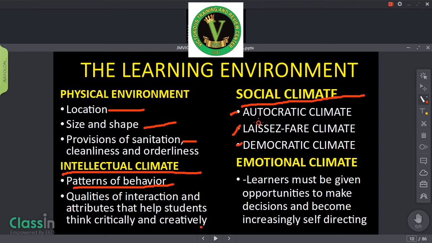Laissez-faire, on the other hand, is a let-alone climate or setting. The teacher does not impose anything as long as the students are doing their job. This is very suitable when you have a group of learners who are self-reliant and independent when it comes to their learning. Now, the democratic climate is the most ideal classroom setting or social climate because there is interaction between the students and the teacher. When it comes to decision making, the teacher usually involves the students. Now, in the emotional climate, learners must be given opportunities to make decisions and become increasingly self-directing. So that's very important also.